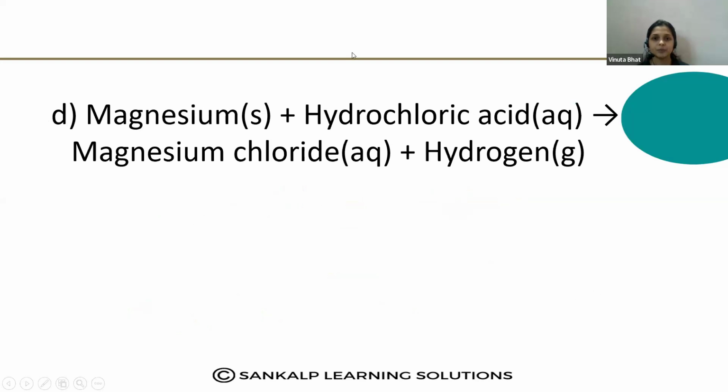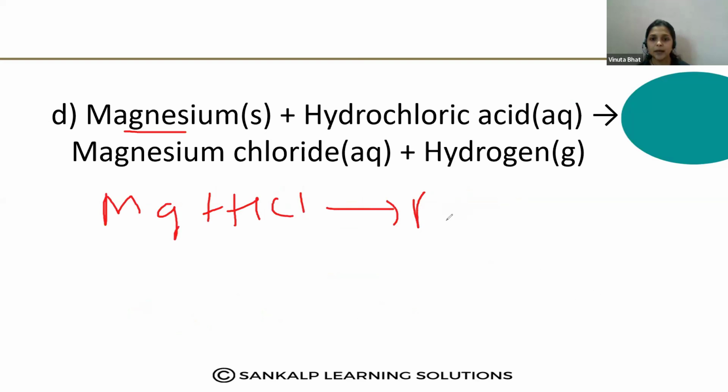Next question. Magnesium, Mg, reacts with the HCl, hydrochloric acid, forming MgCl2, magnesium chloride, plus hydrogen. Mg plus HCl, hydrochloric acid, forming magnesium chloride plus hydrogen. Here you have to mention the state also.